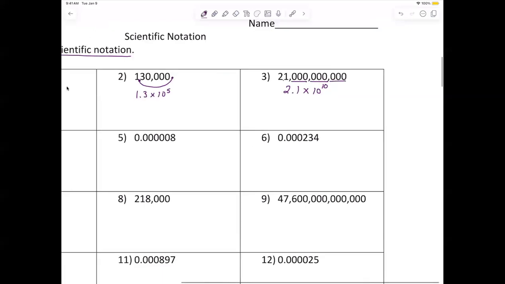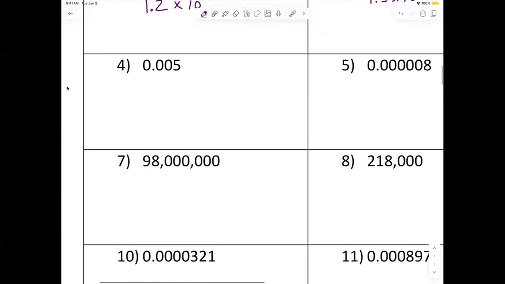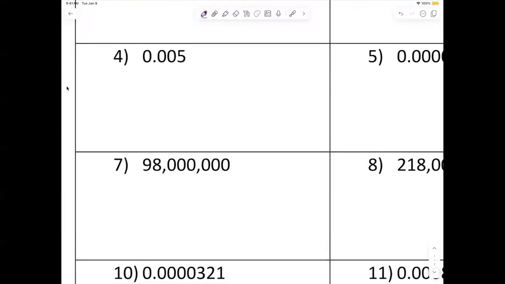All right, here we go. Number 4. Now you're supposed to recognize these are just decimals. For whatever reason, I don't understand why this causes problems for kids. The rules don't change. I need the decimal after the first non-zero digit.